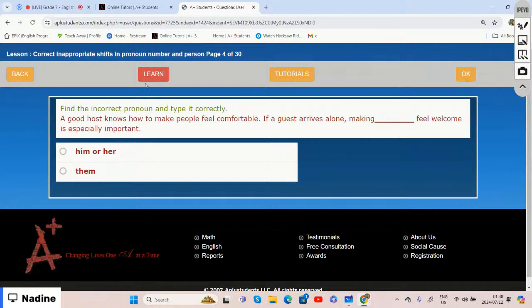A good host knows how to make people feel comfortable. If one guest arrives alone, right? If a guest arrives alone, do we say making him or her feel welcome is especially important? Or do we say if a guest arrives alone, making them feel welcome is especially important? We need to choose the correct one.